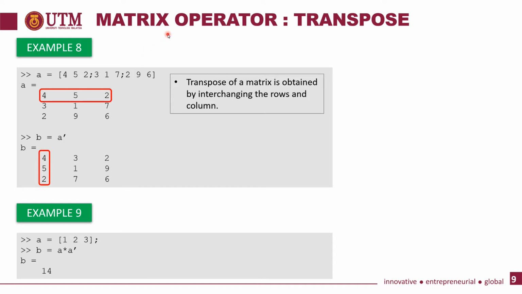So right now we are learning about the matrix operator. In example number 9, you see here A is given as the matrix 1, 2, and 3, and we want to multiply A with A transpose. This is actually a 1 by 3 matrix, and when we transpose it, it becomes a 3 by 1 matrix. So A has 3 columns and A transpose has 3 rows. So 3 columns and 3 rows can be multiplied together and you will get a single answer.